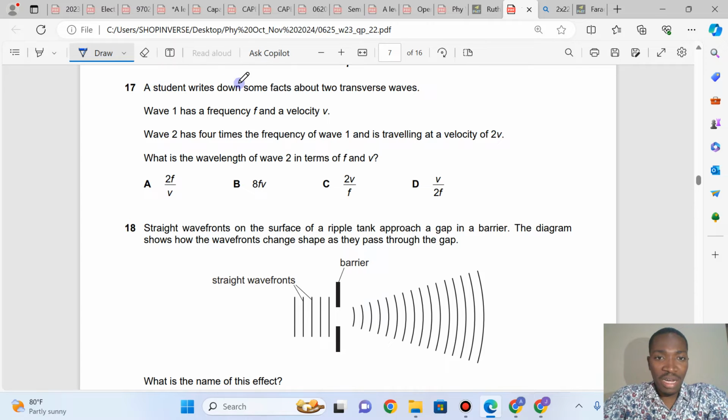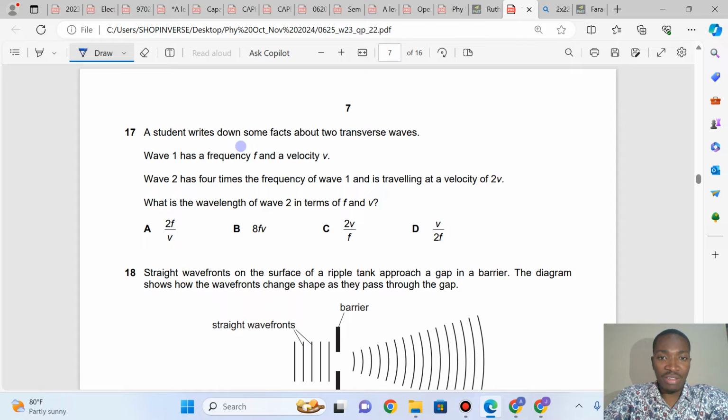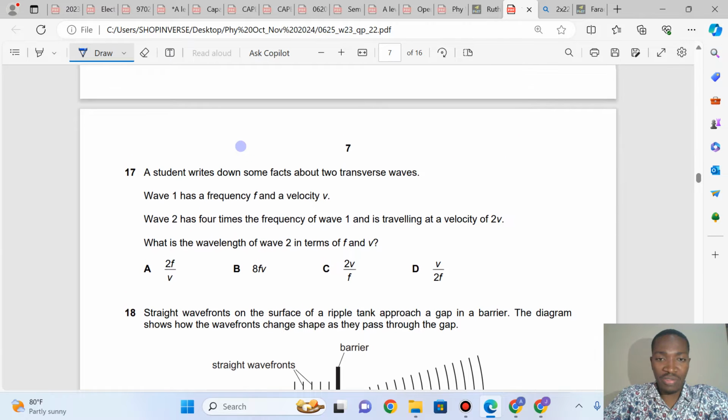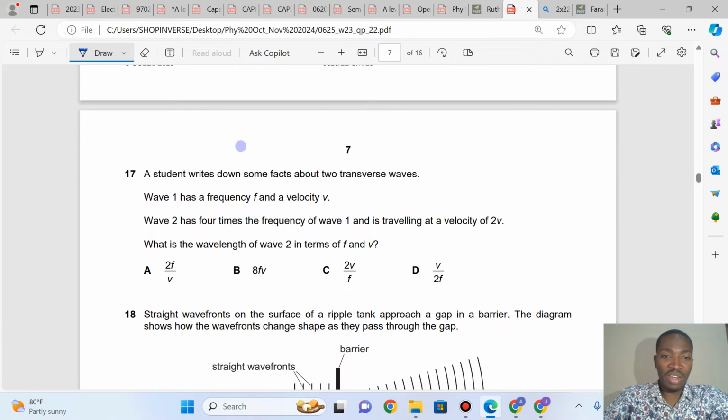The students write down some facts about two transverse waves. Wave 1 has a frequency f and velocity v. Wave 2 has 4 times the frequency of wave 1 and is traveling at a velocity of 2v. What is the wavelength of wave 2 in terms of v and f? Let's see. Wave 1 has a frequency, so let me start with wave 1.